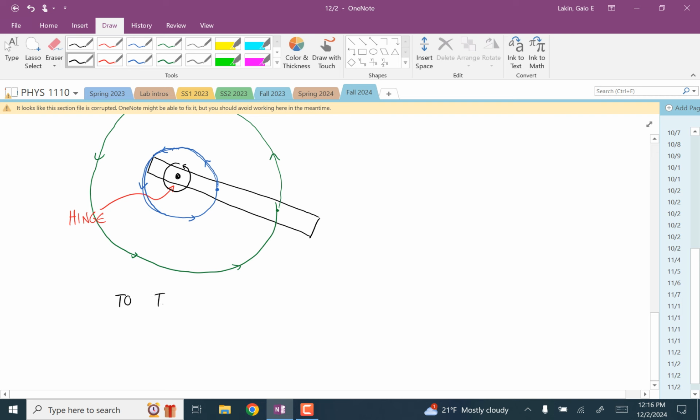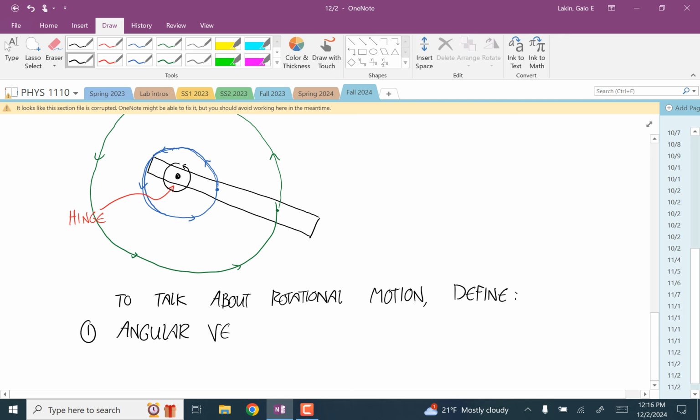In order to talk about rotational motion, we have to define two things that we haven't talked about before. The first one is called angular velocity. And the second one is called angular acceleration.